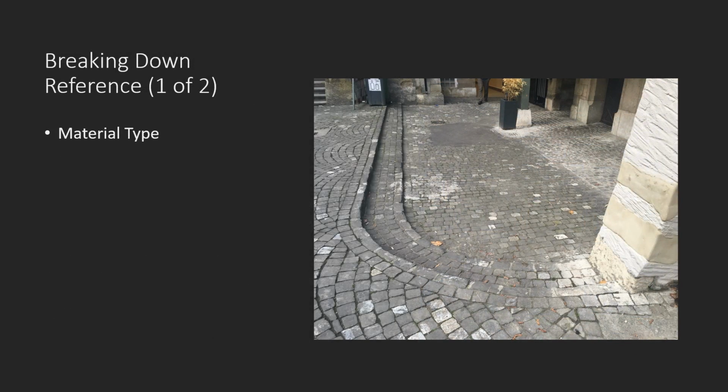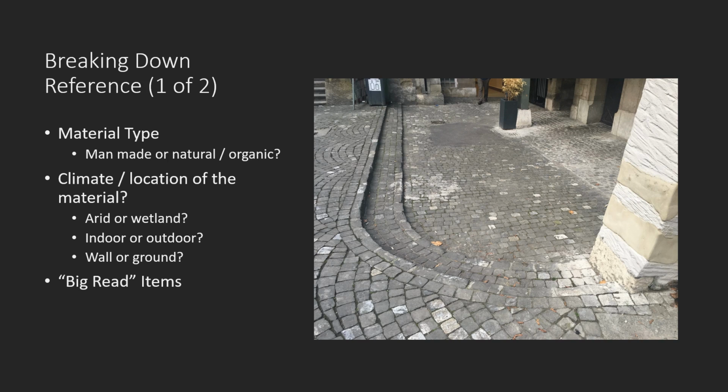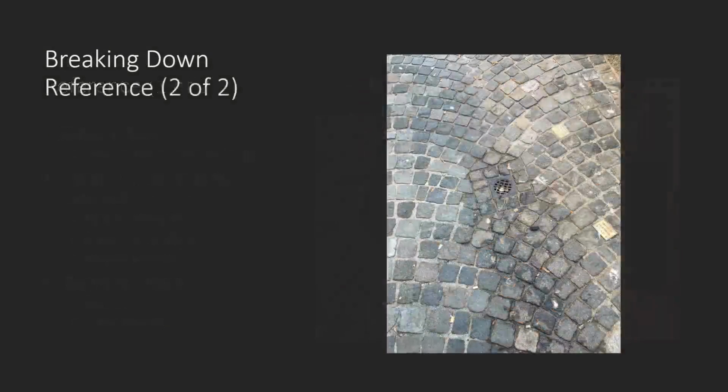If we're looking at this as reference as an example and breaking it down, I often ask myself, what is the material type? Is it man-made, natural, or organic? What's the climate location of the material? Is it arid or wetland, indoor, outdoor, wall or ground? Those types of things play a big role in the aging of the surface and where it lives. So the big read items are pattern, color palette, and then as we move on, there's story and history identifiers.